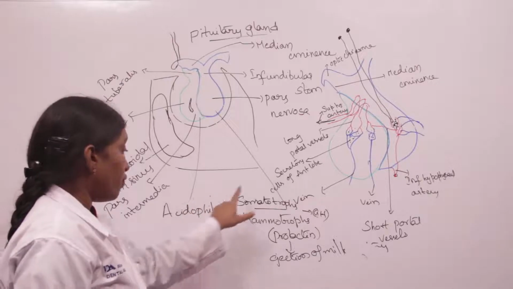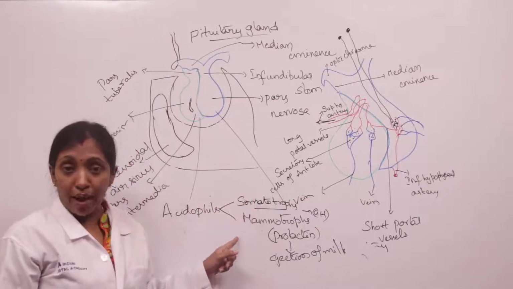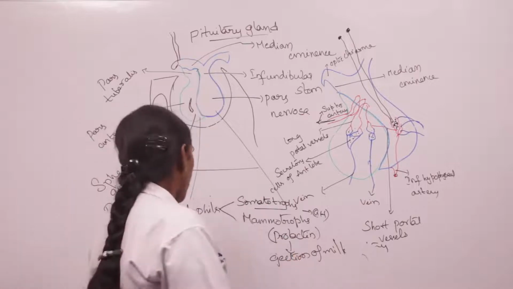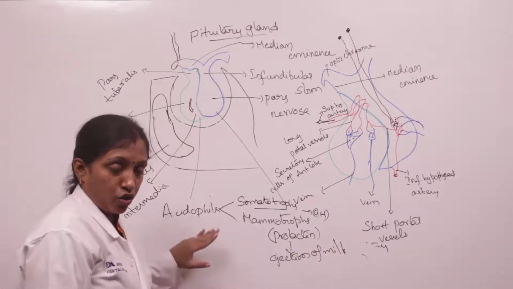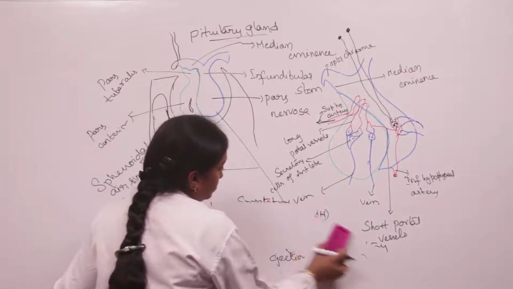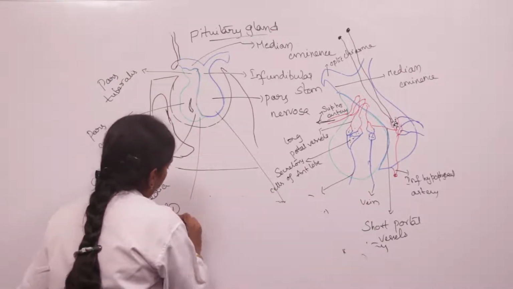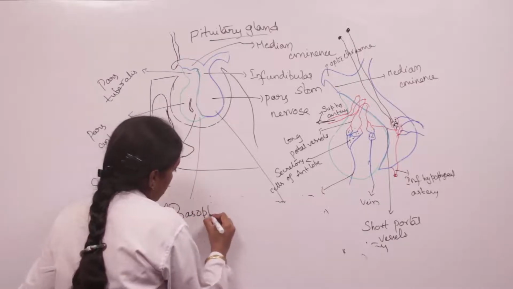So acidophils are of two types, somatotrophs and mammotrophs. Somatotrophs secrete growth hormone and mammotrophs secrete prolactin. Okay, so that's about the acidophils. And coming to the basophil cells.